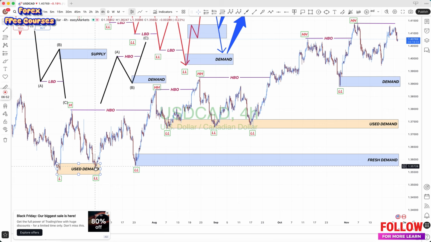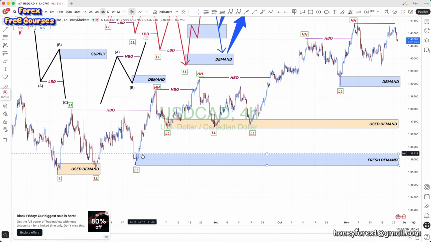Please understand again, high breakout. So this is our demand zone. But this demand is already retested. This demand is not retested, so we can use this area for buying.